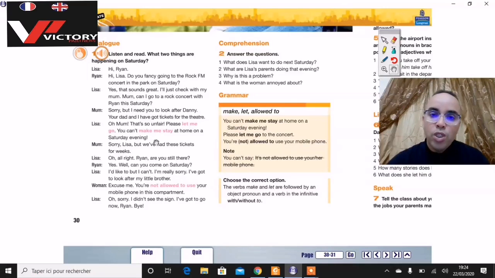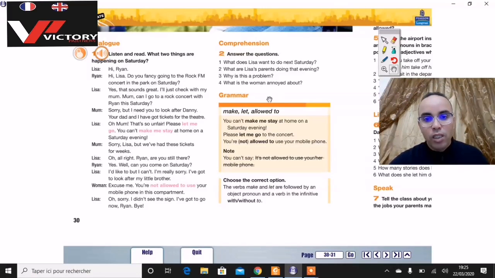Let's move to the exercise number 2. Answer the questions from the dialogue, of course. Number 1, what does Lisa want to do next Saturday? Number 2, what are Lisa's parents doing that evening? Why is this a problem? What is the woman annoyed about? Again, these questions should be put in the group to discuss them together and check the answers.